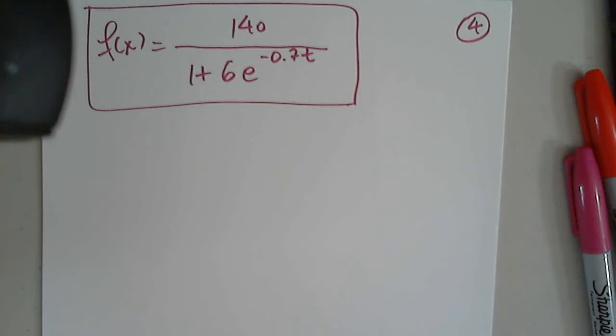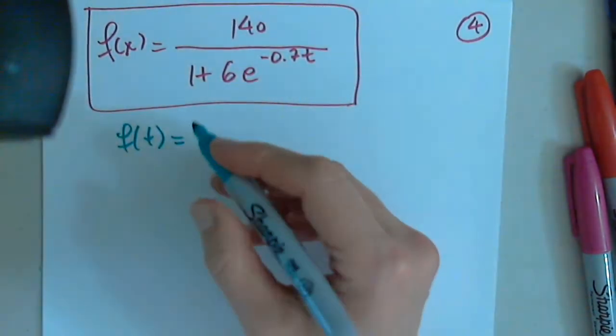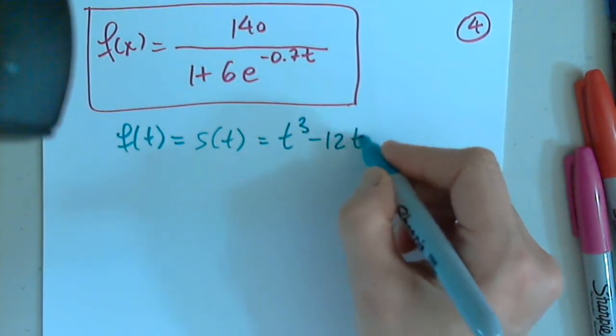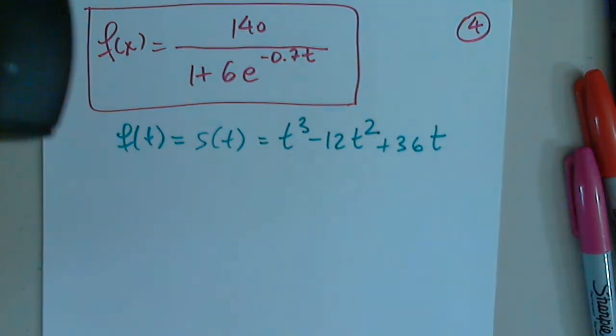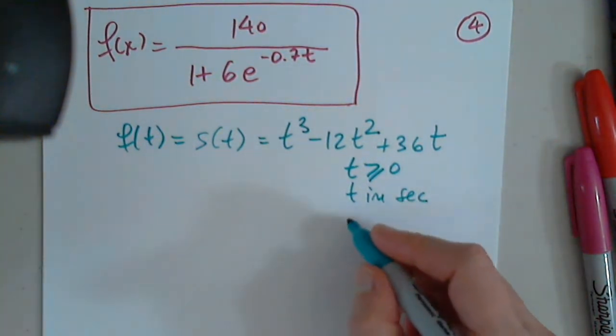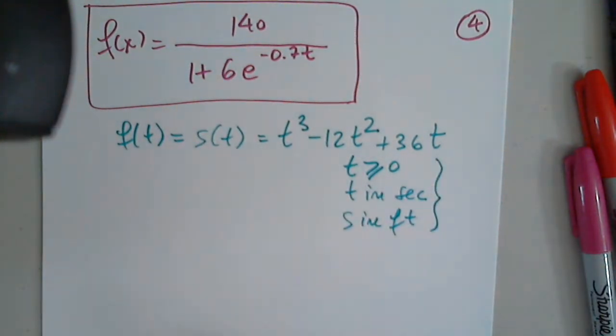It's an interesting situation. Okay, so a particle moves according to a law of motion. The law of motion, f of t or s of t, doesn't matter, is t to the third minus 12t squared plus 36t. This is our given function. We are told that t, of course time, has to be greater than or equal to 0. t is in seconds, and s is in feet. Always remember the measurement unit, especially when we have numerical answers. We have to present the measurement unit.